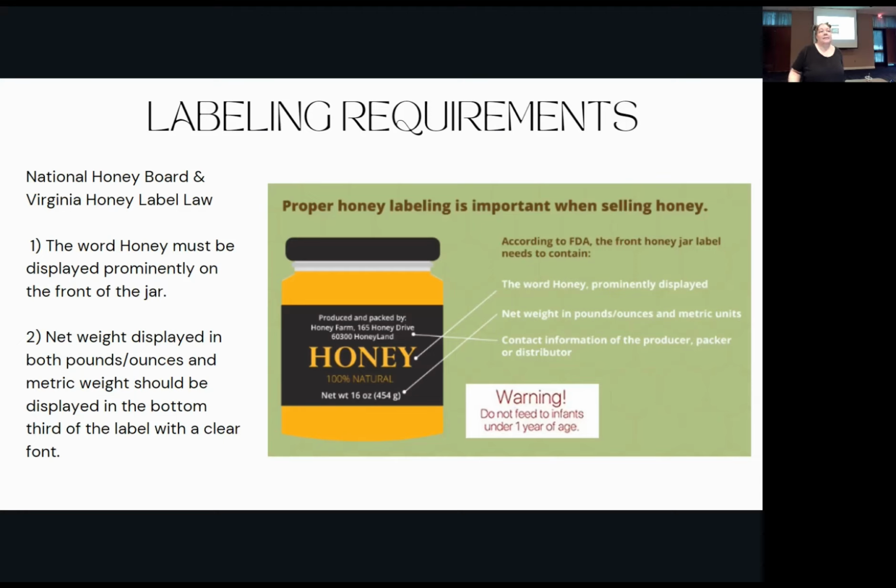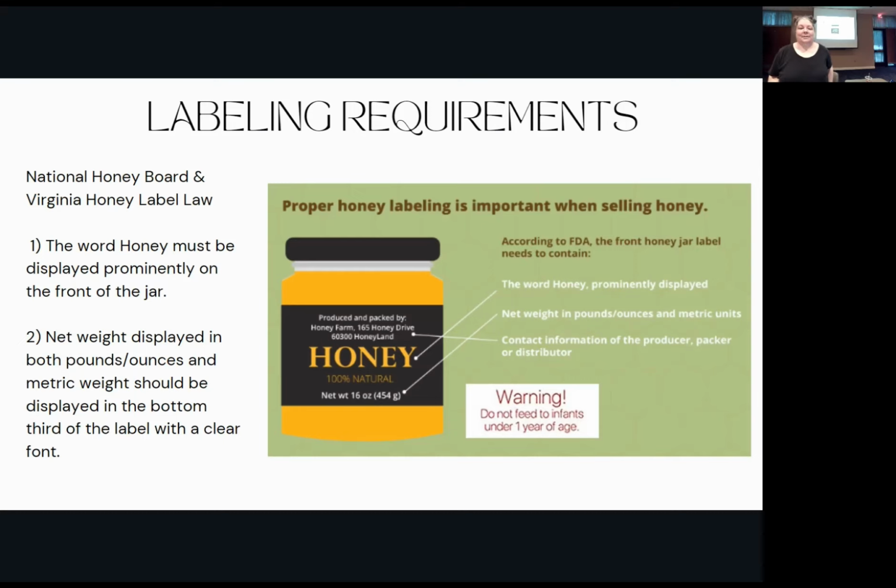And if you're not state inspected for home processing kitchens, or you don't process in a commercial kitchen, you also have to have a label that says it's not processed in a state inspected kitchen. The other label that you have to have is a warning label to not feed to infants under a year of age. Does anyone know why they say that?